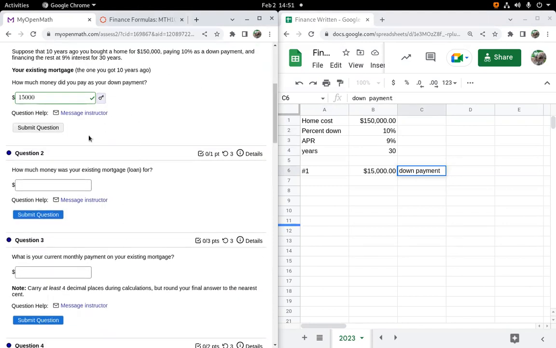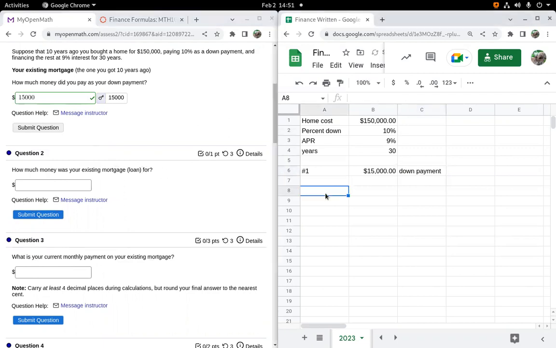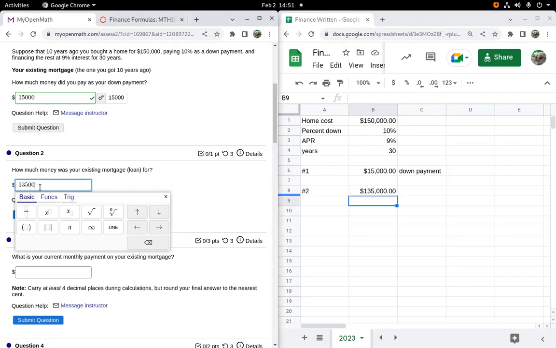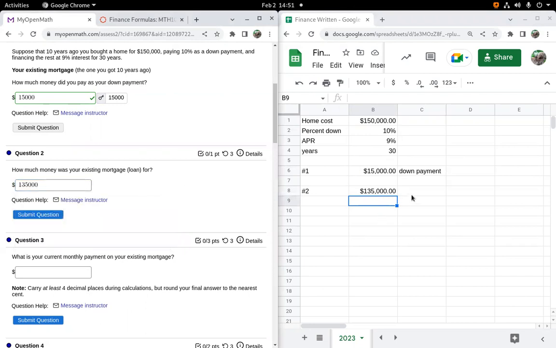And again, if you don't get it right on the first few tries, after the third try, you'll get that answer button, so you can use that to move on. How much money was your existing mortgage or loan for? All right, so number two, we want a house that's 150,000. We're going to put 15,000 down, so we just need to know the difference. Again, since the numbers are already there, we can just point and click. So there's going to be 135,000 that the mortgage is going to be based on. So this is the loan amount.